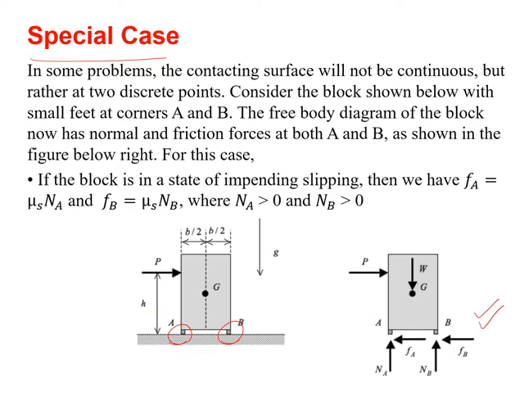For this case, if the block is in the state of impending slipping, that is at the verge of slipping or just before slipping, then we have Fa equal to mu s times Na and Fb equal to mu s times Nb, and Na and Nb have to be greater than 0. So these are the conditions for the case of slipping, when the two surfaces are not in contact continuously, but only at discrete points.